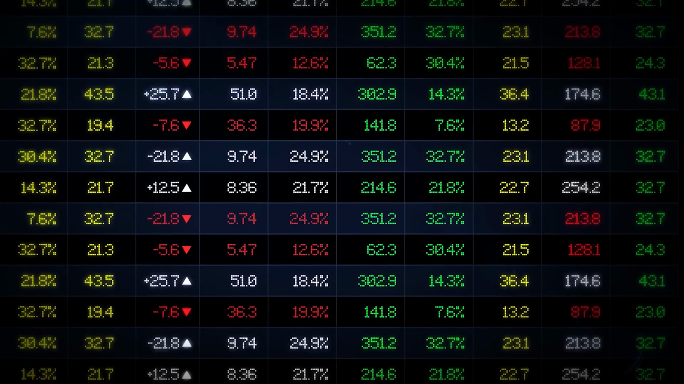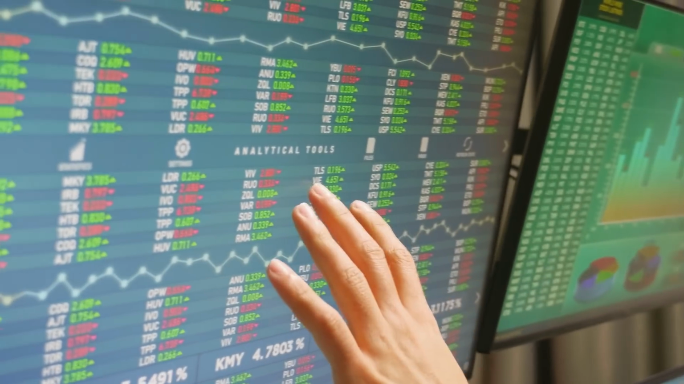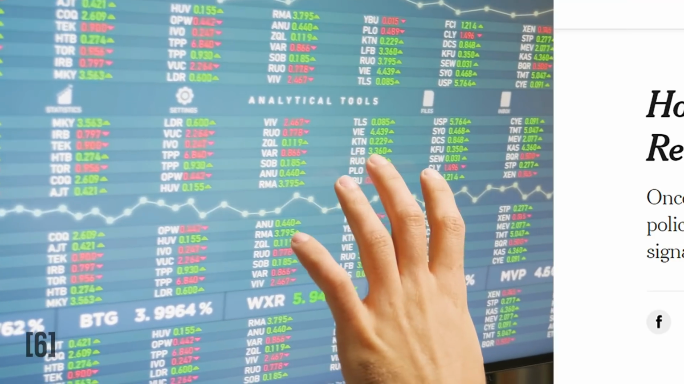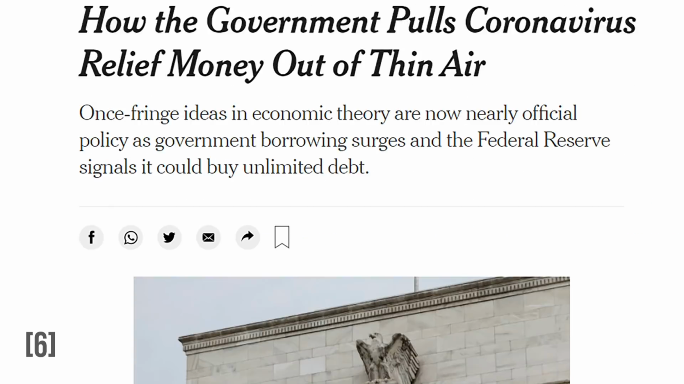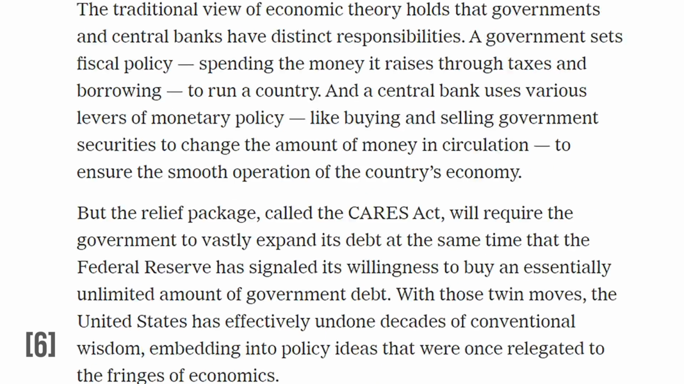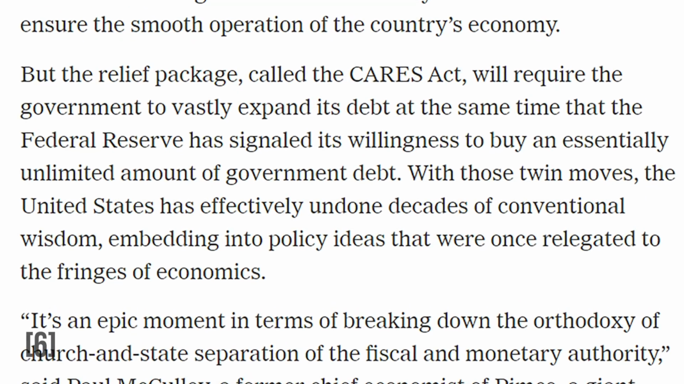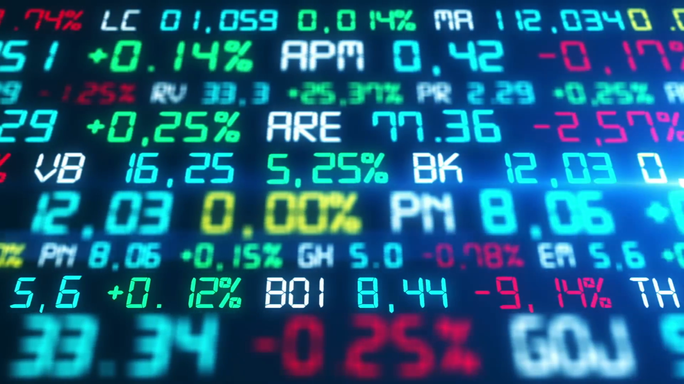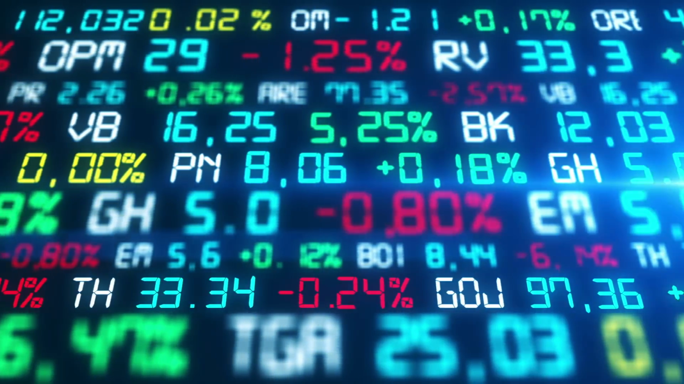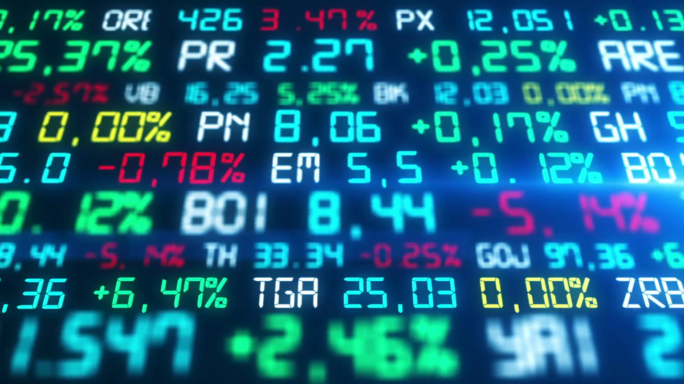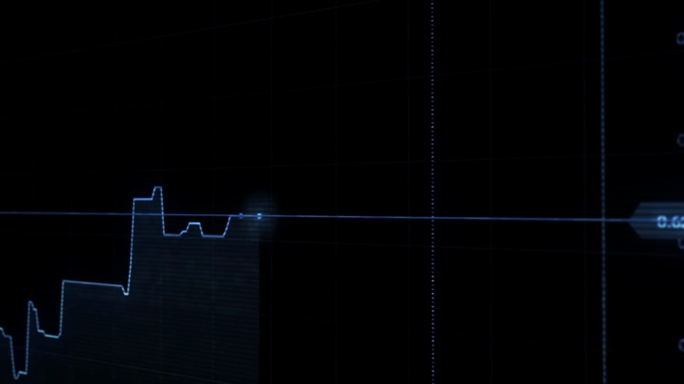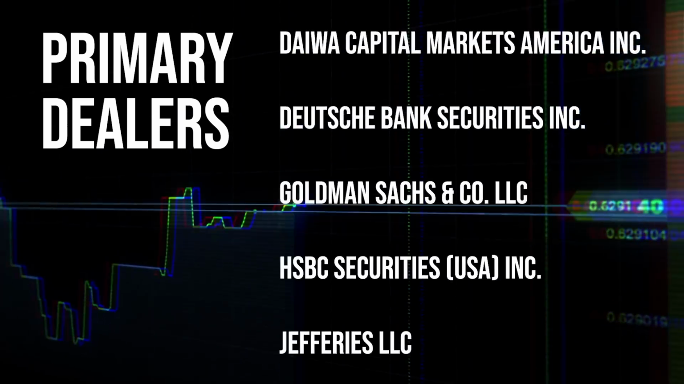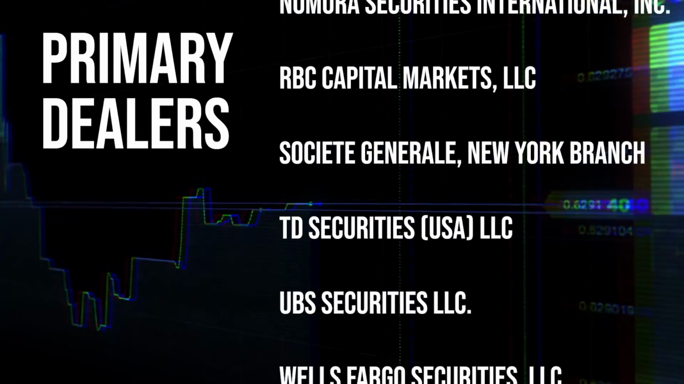But in extraordinary cases, such as the relief packages, the Fed also functions as a buyer, buying most of the government bonds issued. In the first Corona relief package during Donald Trump's presidency, the Fed signaled its willingness to essentially buy an unlimited amount of government debt. The Fed is not allowed to buy bonds directly from the government. It needs to buy on what is called open market operations. It can be bought from the so-called primary dealers. This includes the big banks and brokers like JP Morgan, Goldman Sachs, and others.